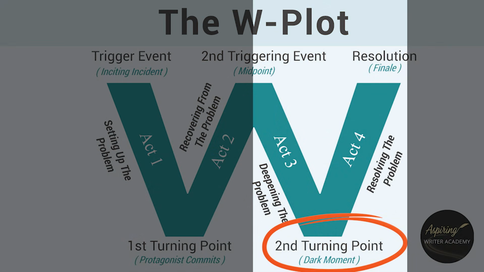Second turning point, also known as the dark moment, where the character cannot see the way forward and believes all is lost. This second triggering event sends your main character on a downward trajectory as they deal with a major complication or fights against the new opposition trying to stop them from achieving the goal.